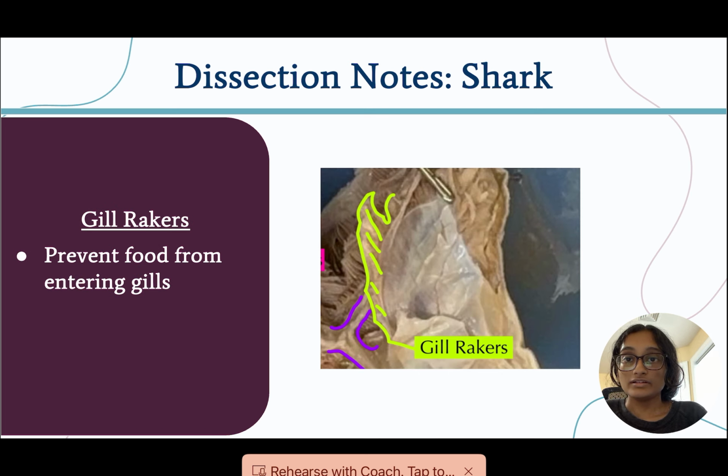Next, near the esophagus of the shark's system, we have the gill rakers. These prevent food from entering the gills. They have specialized shapes and structures, which basically, when you fold the shark, would prevent the food from ever entering the esophagus.